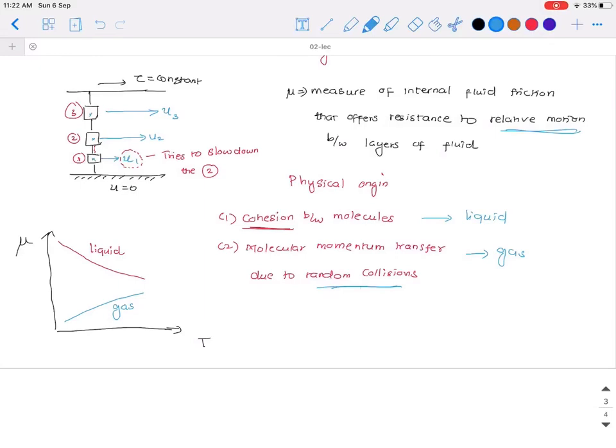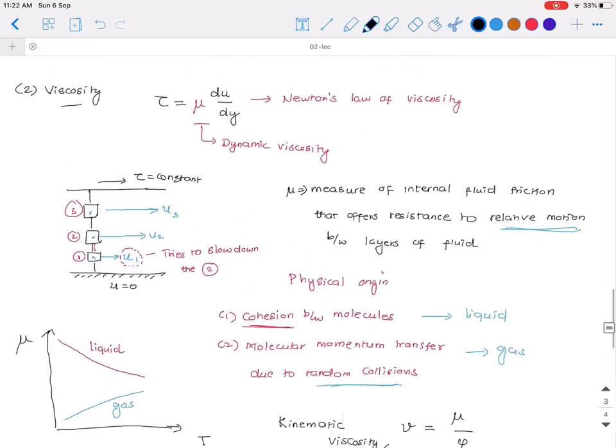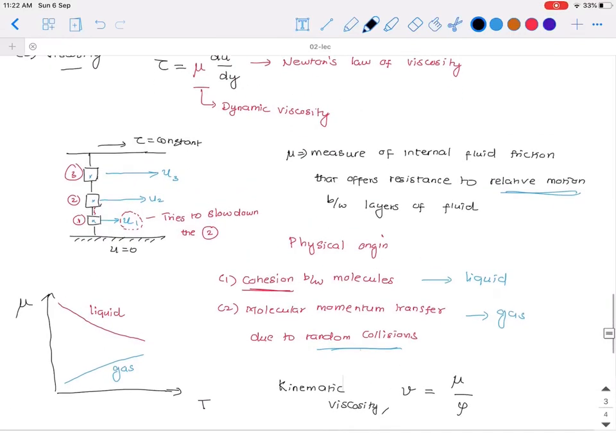Okay, there is another viscosity which is defined, called kinematic viscosity, which is denoted as nu, which is the ratio of dynamic viscosity divided by the density of the fluid. So is it clear what we mean by viscosity physically, and what is the physical origin of viscosity? I hope this is clear. So we will discuss one more property called compressibility, and we will stop this lecture.